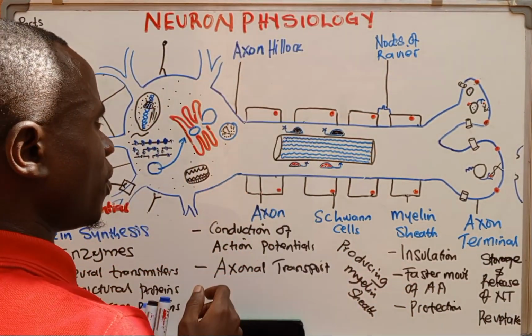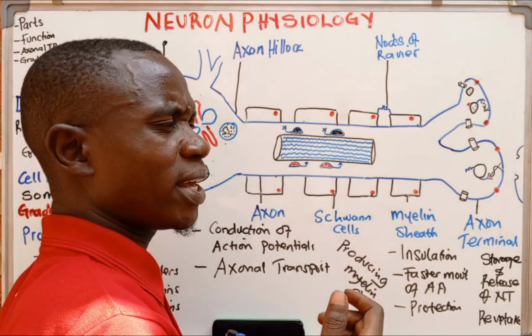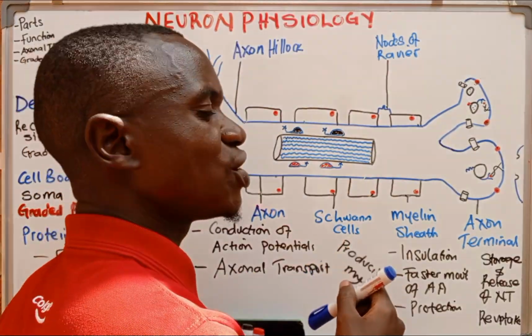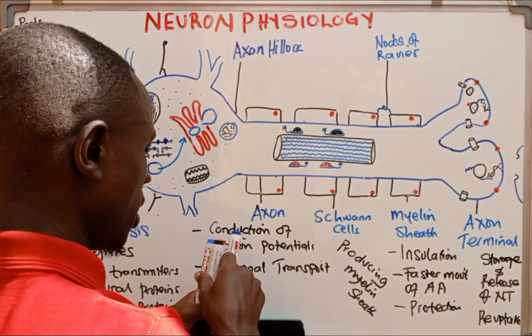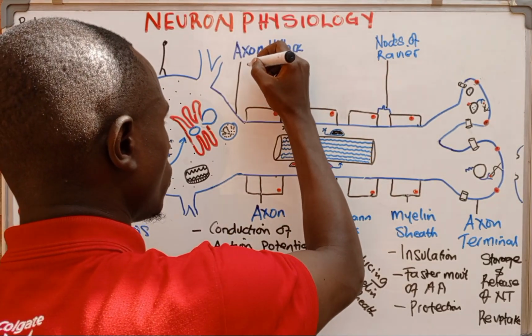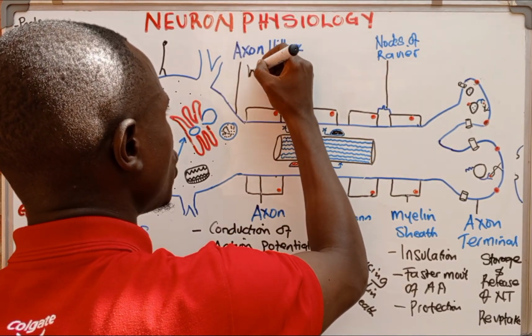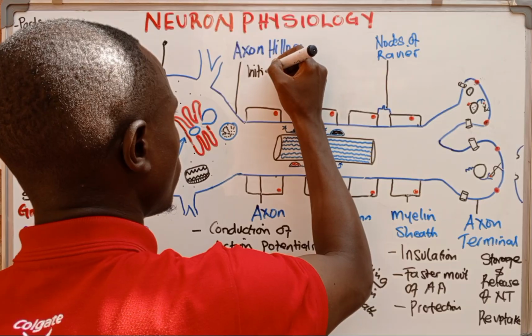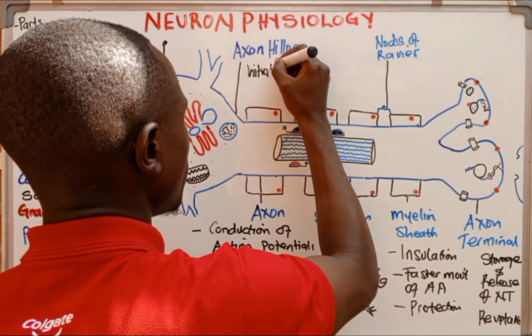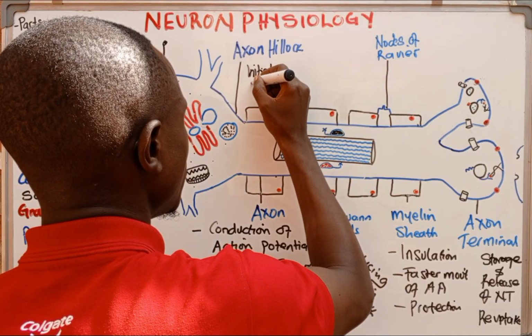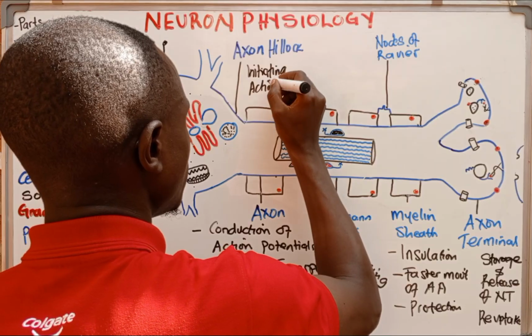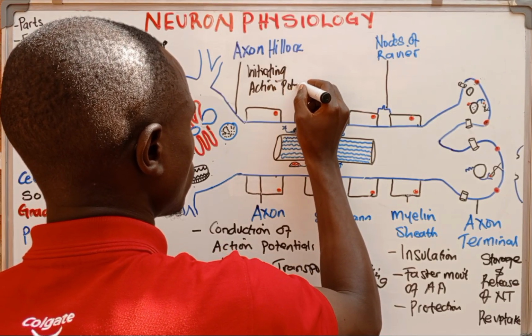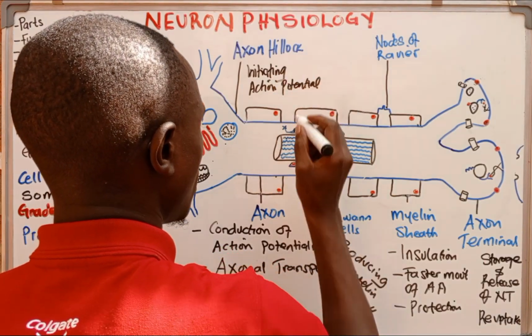Now, coming to the axon hillock, the axon hillock is going to play a role of initiating the action potential. It's going to play a role of initiating the action potential.